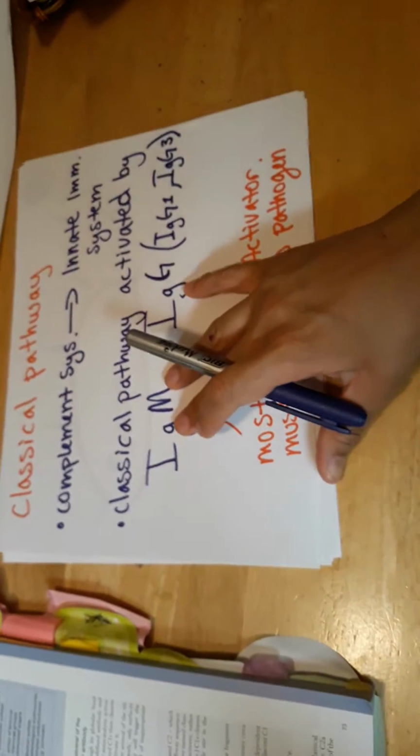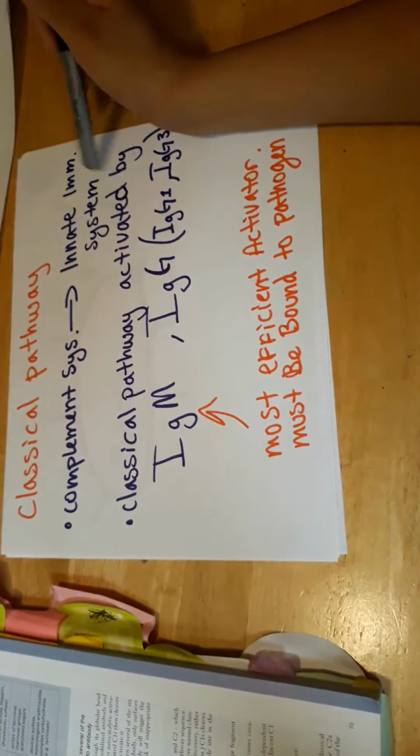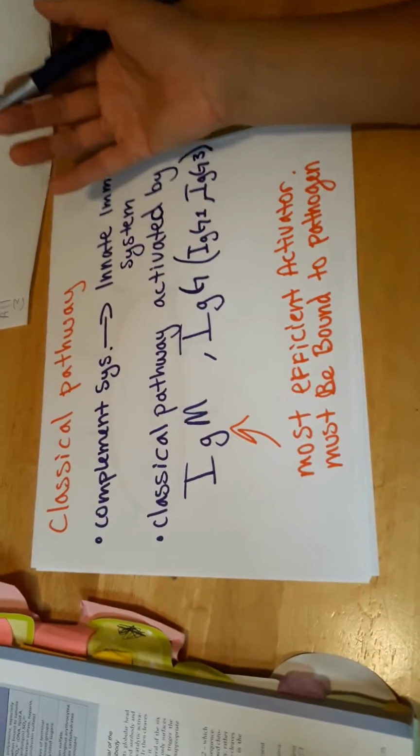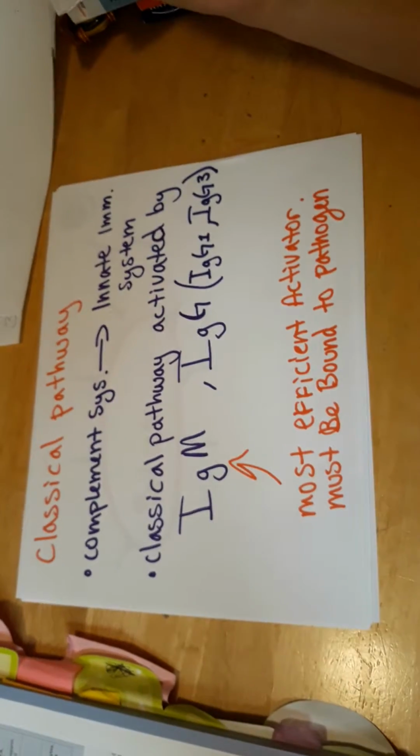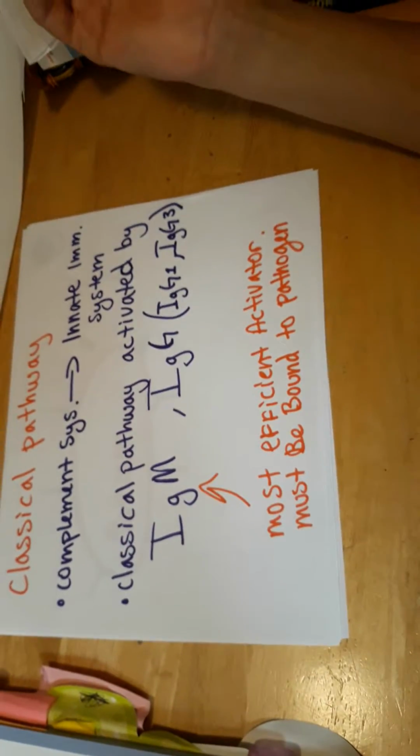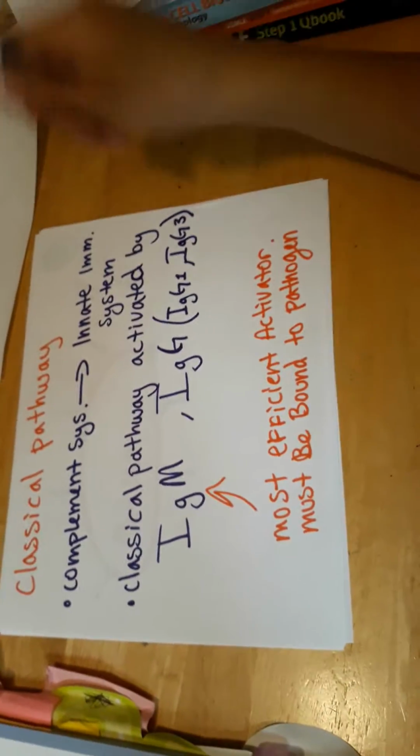All right, so the classical pathway. Like I said, the complement system is a part of the innate immune system. Although the classical pathway involves antibodies, it's kind of integrated with the adaptive immune system. It's part of the innate immune system.